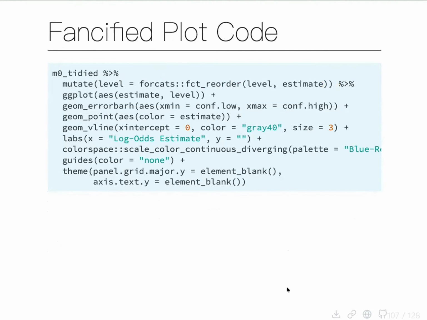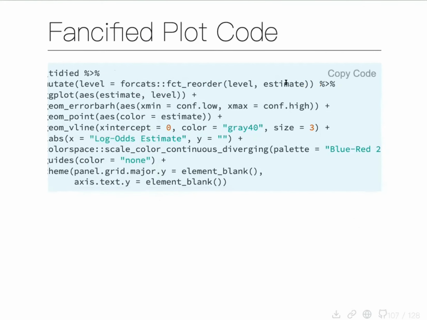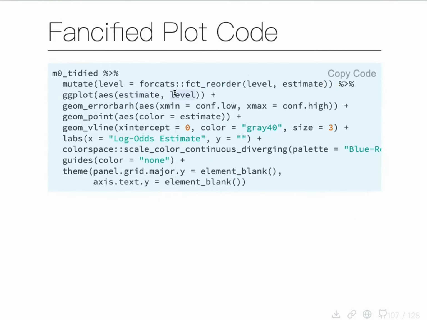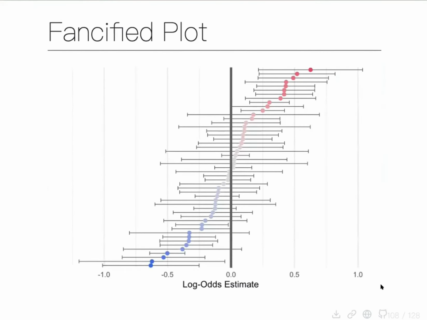I'm going to create a fancy plot here. It doesn't have to be this fancy. I just always have a hard time not making things fancy. So here's my M0. I'm going to mutate the level, so the state index is going to be reordered according to the estimate, low to high. Then I'm going to put estimate on the x-axis, level on the y-axis, so the state is going to be a categorical on the y-axis. I'm going to put geom_errorbarh, so horizontal error bars, layer some points on there, and then put a vertical line at 0, and that's basically it. The rest of this is color stuff. And so we end up with something that looks like this.